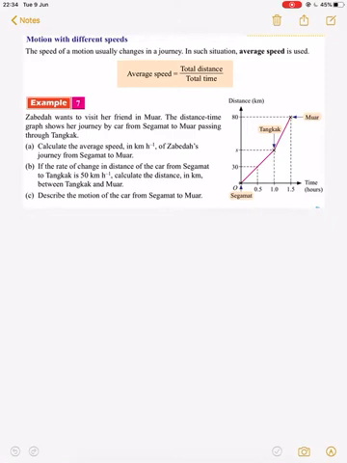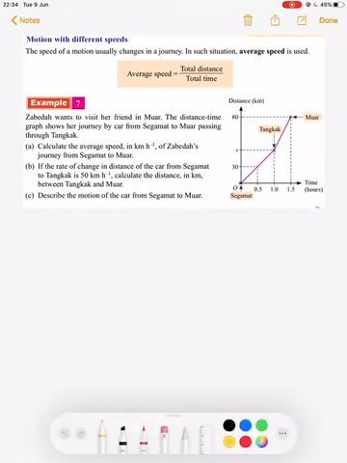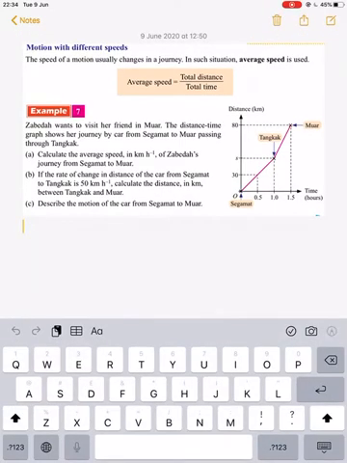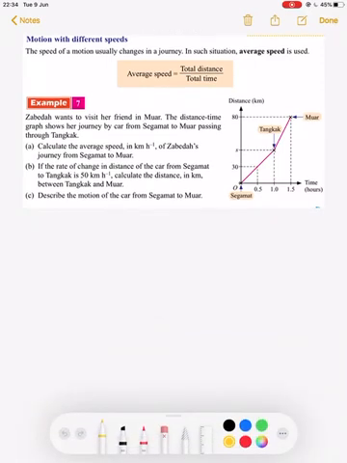Okay, so let's try example 7 here. Zabidah wants to visit her friend in Muar. The distance time graph shows her journey by car from Segamat to Muar passing through Tangkak. Okay, so Tangkak is here. So here is Tangkak. Okay, calculate the average speed in kilometer per hour of Zabidah's journey from Segamat to Muar.